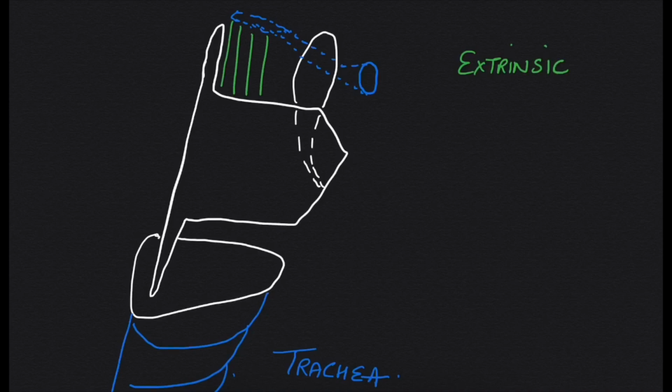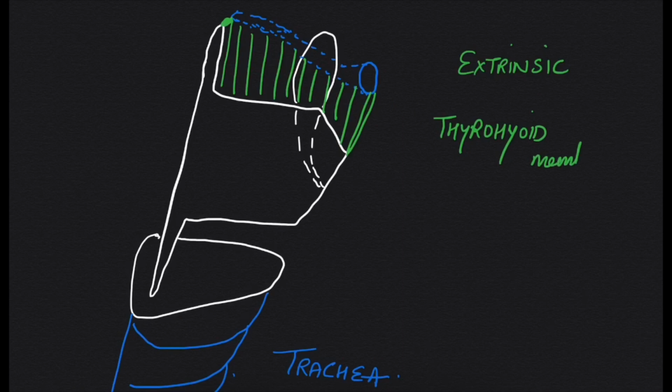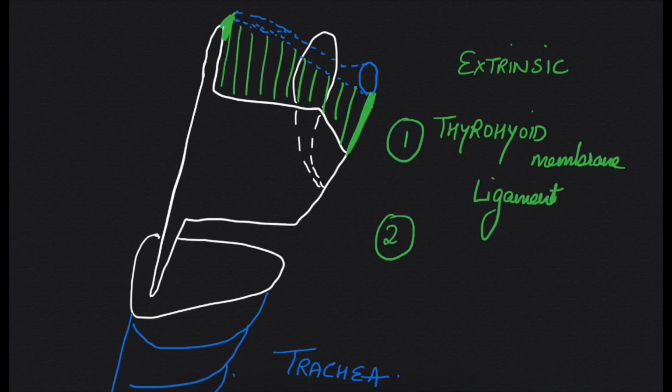To start with the extrinsic membrane or ligaments, as you can see, there is a membrane attached from the hyoid bone above in blue and the thyroid cartilage below. This is called the thyrohyoid membrane. Now this is extrinsic, and it is thickened in the middle and the lateral sides to form thyrohyoid ligaments. This is extrinsic as it is attaching the thyroid cartilage with a structure outside the larynx, that is, the hyoid bone.